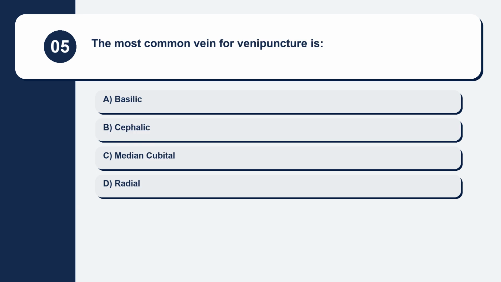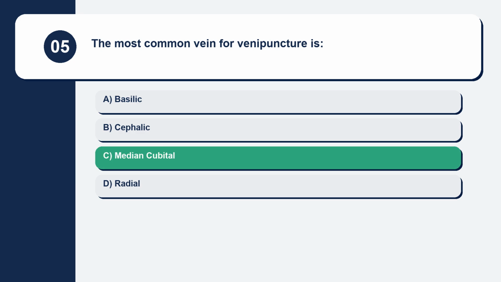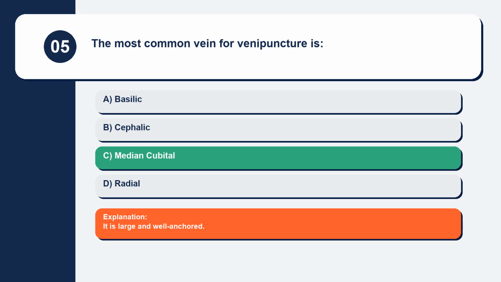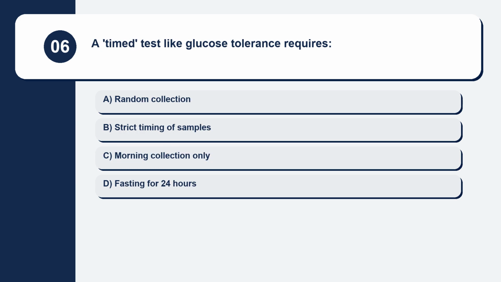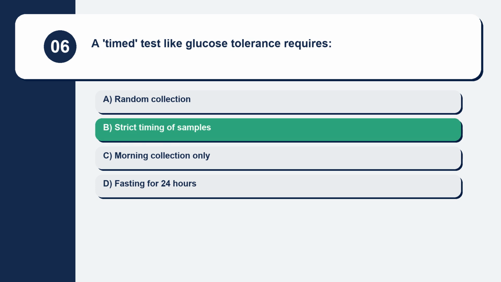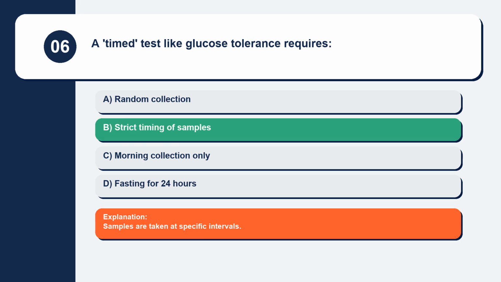Question 5. The most common vein for venipuncture is basilic, cephalic, median cubital, radial. It is large and well anchored. Question 6. A timed test like glucose tolerance requires random collection, strict timing of samples, morning collection only, fasting for 24 hours. Samples are taken at specific intervals.